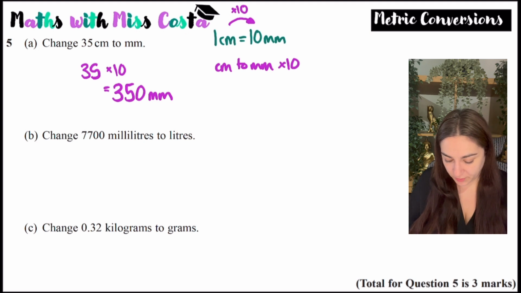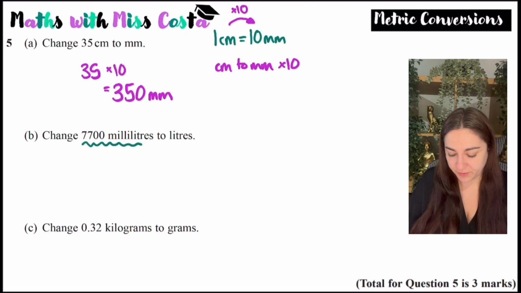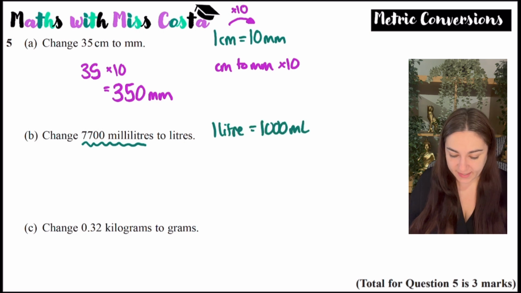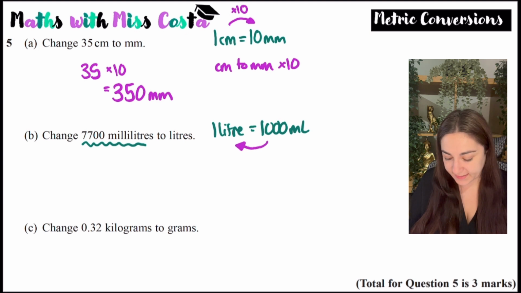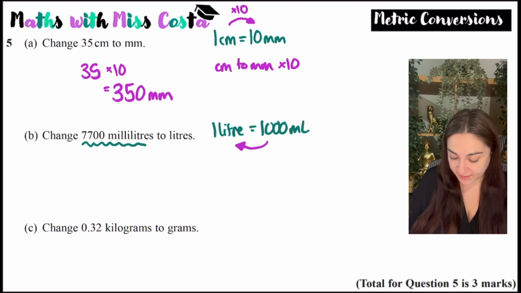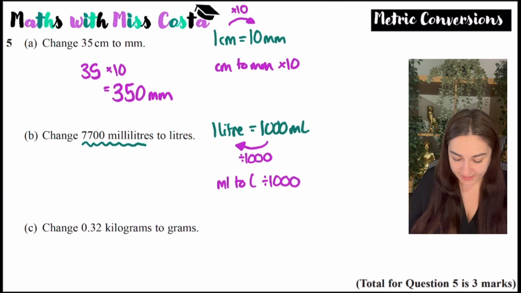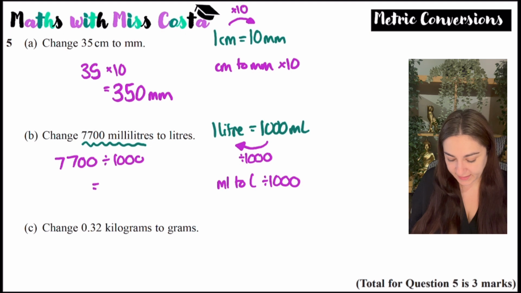Next, I need to change 7,700 milliliters to liters. The fact I need to know is that 1 liter is 1,000 milliliters. So to get from milliliters to liters, I divide by 1,000, and 7,700 divided by 1,000 is going to give me 7.7 liters.